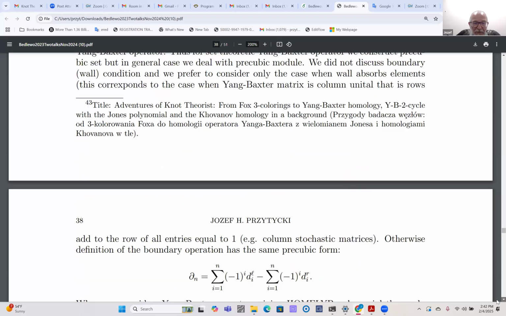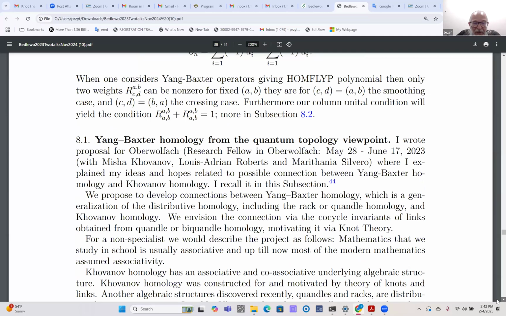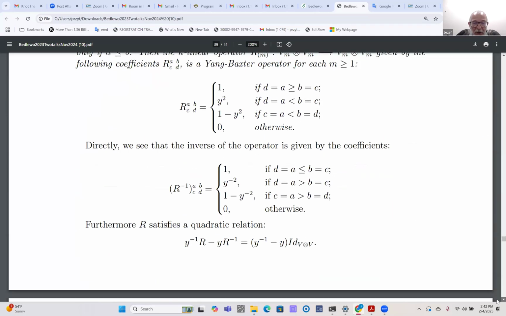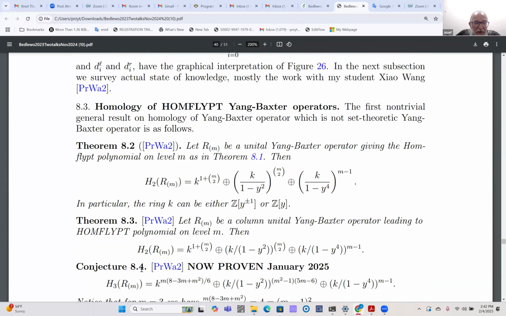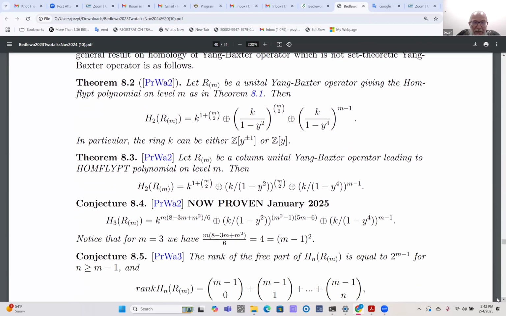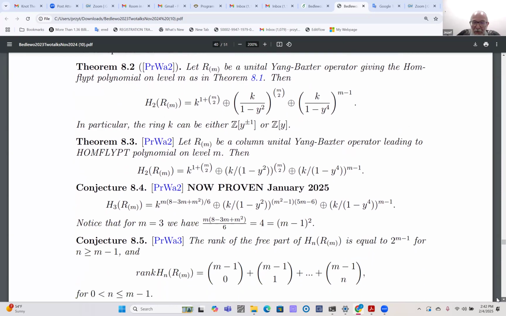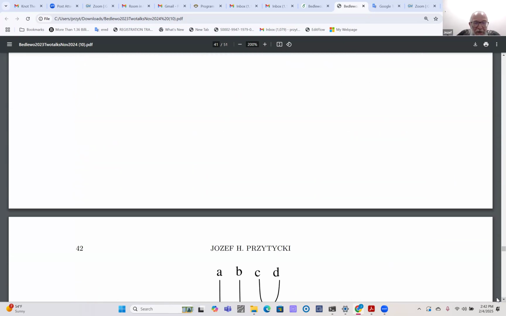So this is a computation with students, which I was showing at the very beginning: the Yang-Baxter equation giving the HOMFLYPT polynomial, and this is Conjecture 8.4, which we solved. And we even computed H4. And there are other conjectures obtained numerically.